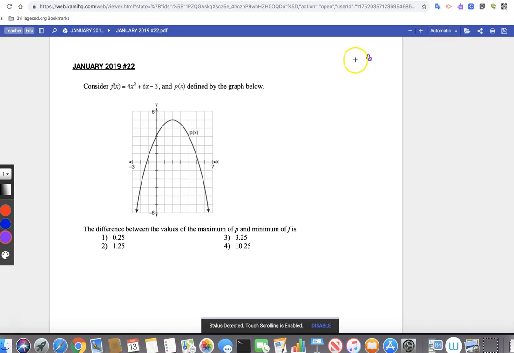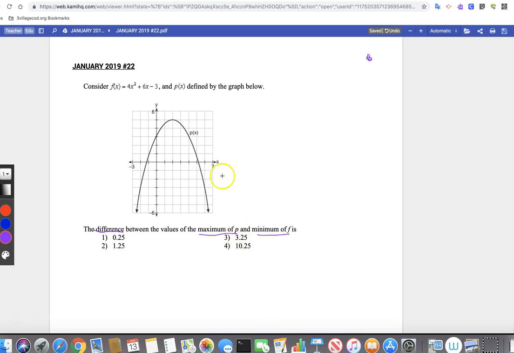Hello, and welcome to my video on the January 2019 Algebra 2 Regents, question number 22. Here we're told to consider f of x equals 4x squared plus 6x minus 3, and p of x defined by the graph below. And we see the graph of p of x below. The difference between the values of the maximum of p and the minimum of f is, and we have to determine that difference.